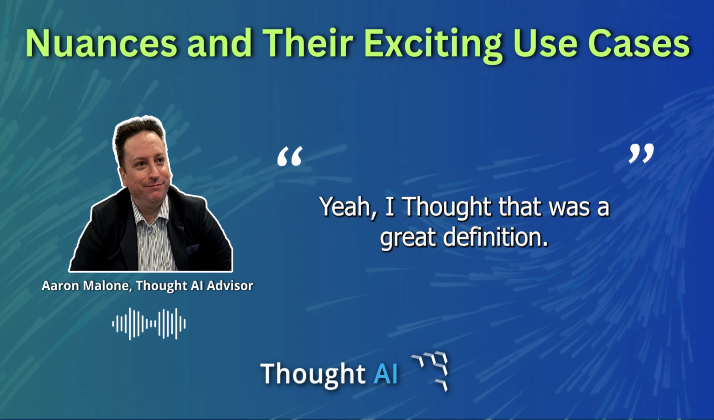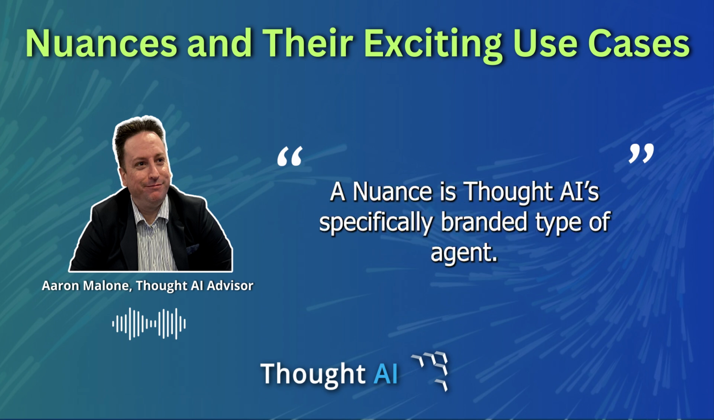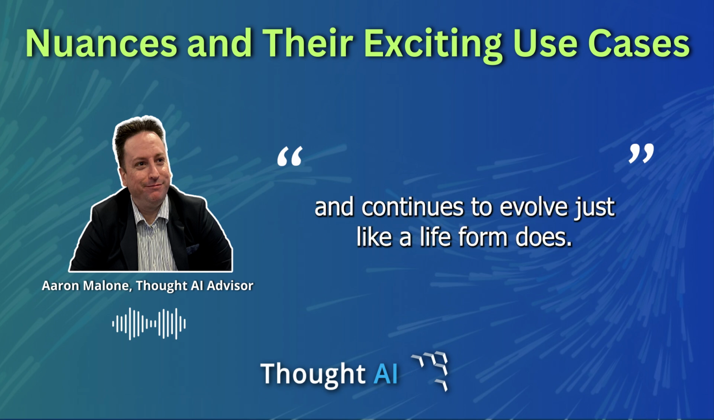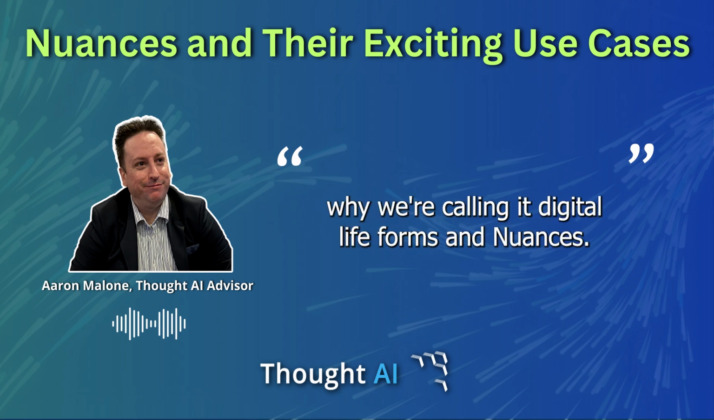Yeah, I thought that was a great definition. A nuance is thought AI's specifically branded type of agent. And the nuance begins at the very, very low layer and continues to evolve just like a life form does. So that's why we're calling it digital life forms and nuances.